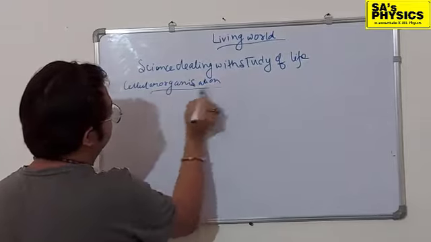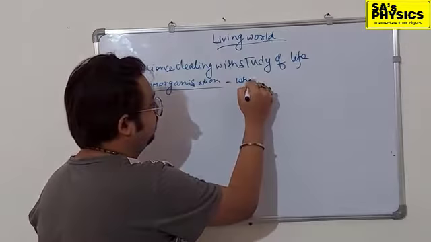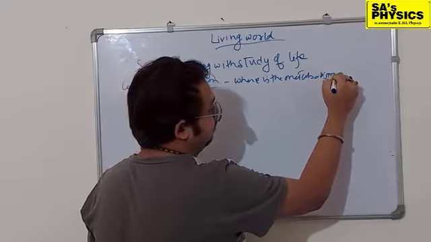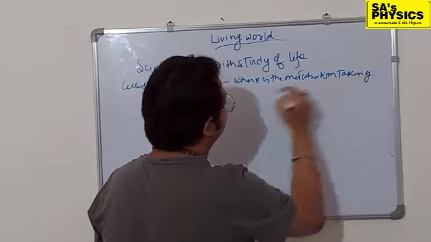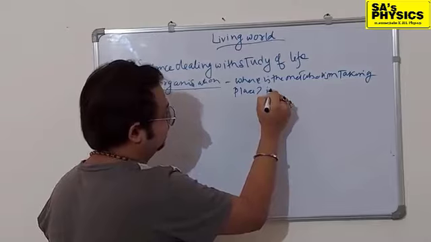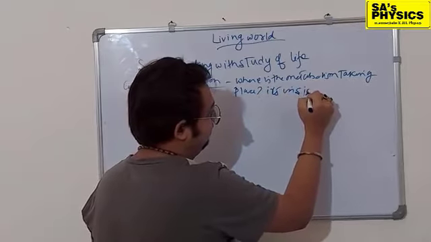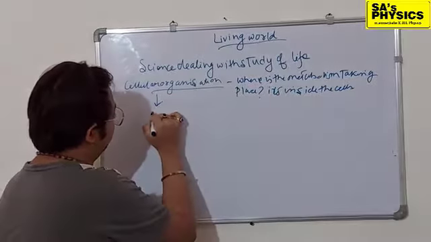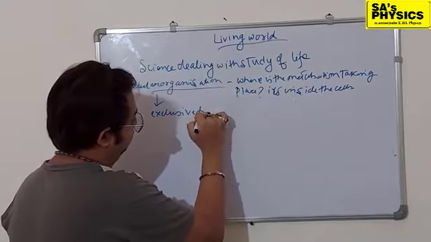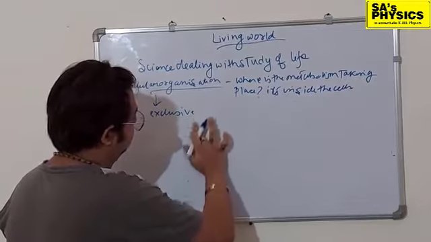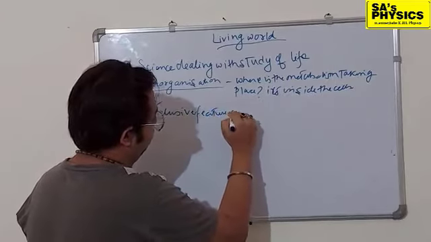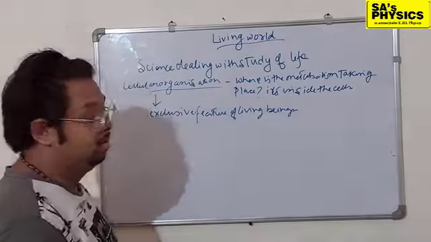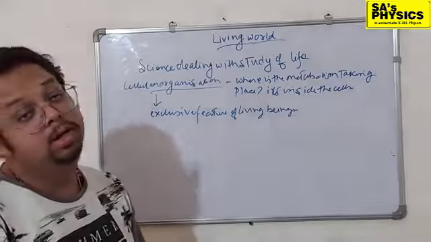Cellular organization. Where is the metabolism taking place? It's inside the cells. So cellular organization is again an exclusive feature of living beings. Right? Exclusive feature of living beings.